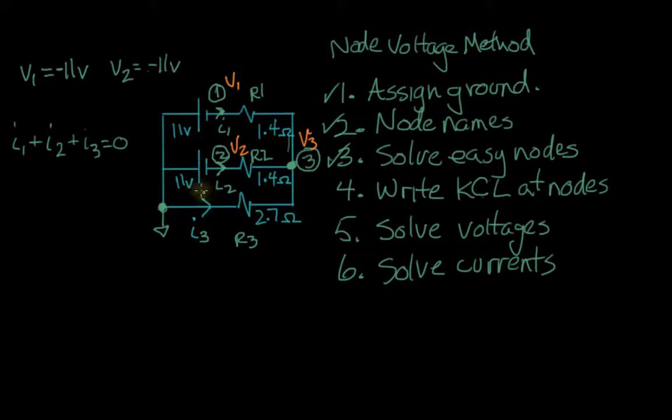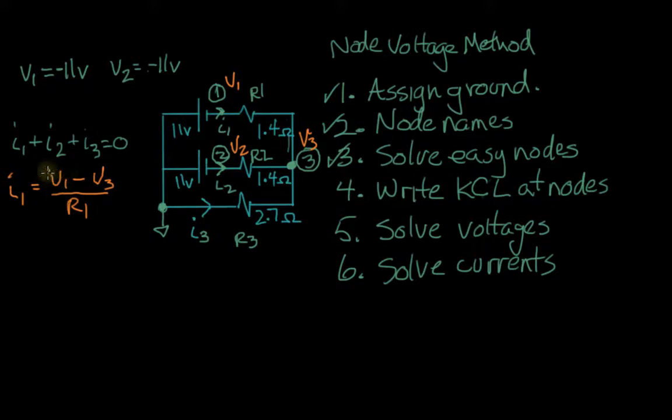So let's see if we could express I1 in terms of V1 and V3. I1 flows through R1, and the two node voltages on either side are V1 and V3. So just using Ohm's law, we can say that I1 equals, it's a V over R term, so it's V1 minus V3 over R1.